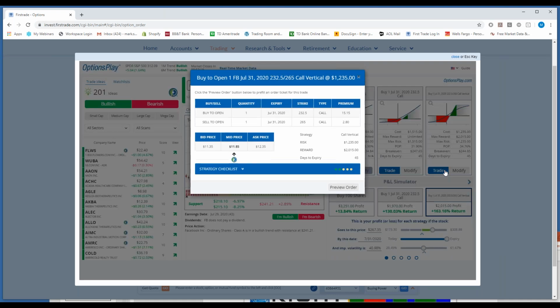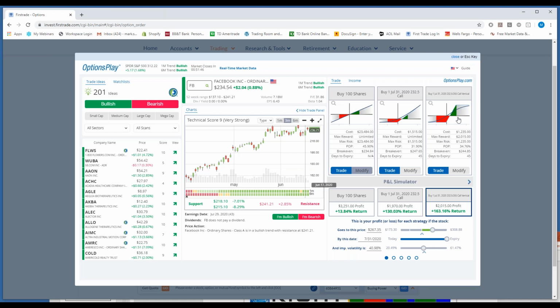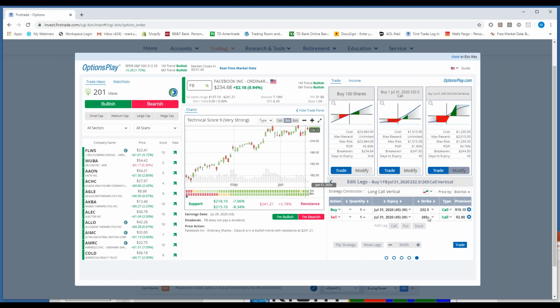And here's the trade. It's expensive. And even though it's a vertical, it's going to cost $1,235, but it's a 265, 235 vertical, and it's going to expire July 31st. That's telling us the best expiration and the best trade configuration we can get. We don't have to follow it. We can modify it, but it's giving it to us right here.